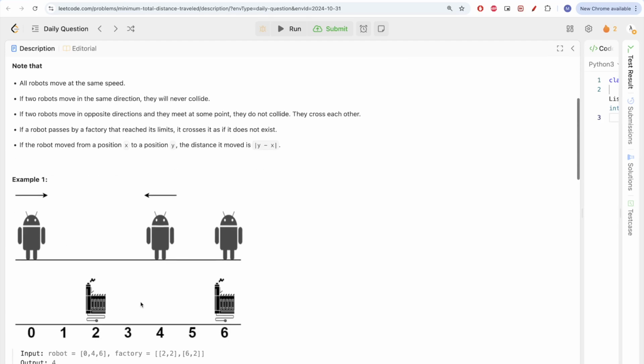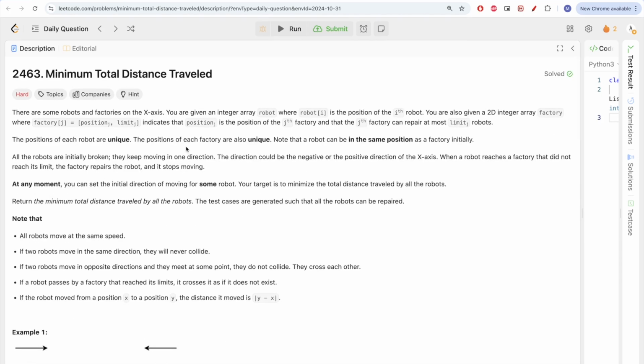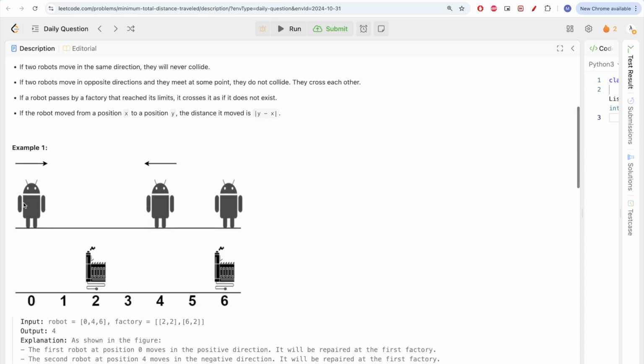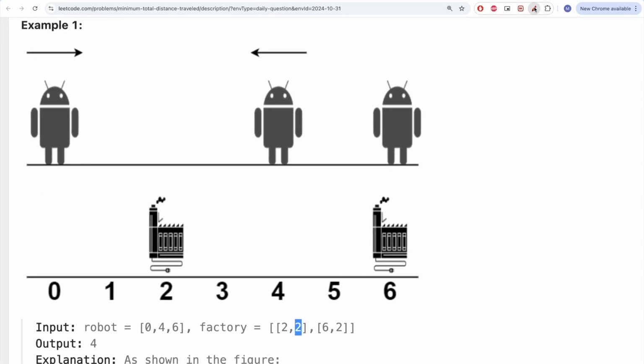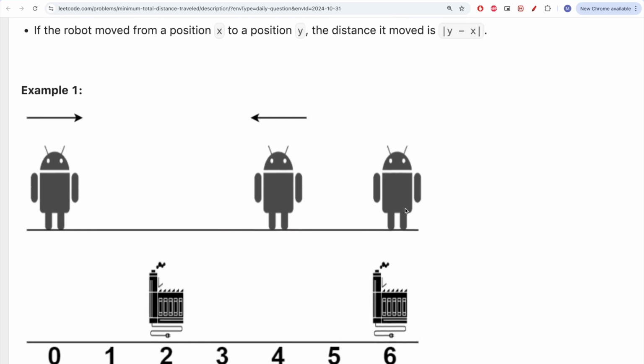And basically robots can move either to the left or to the right on the x-axis. And then the goal of the problem is that each robot has a choice of which factory to go to get repaired, except it has to have some capacity left, right? So if this robot goes to this factory and this robot goes to this factory, then it reached its capacity or its limit, and so this one cannot go to this one to get repaired. It has to go to this one. Okay, that's the idea here.